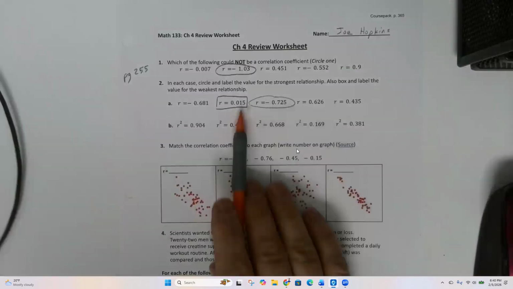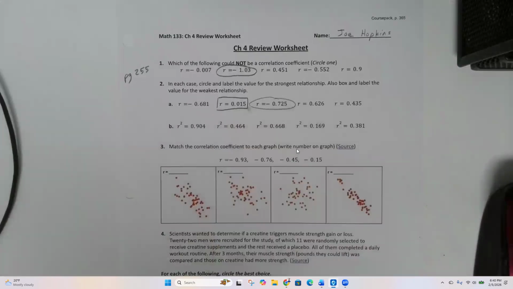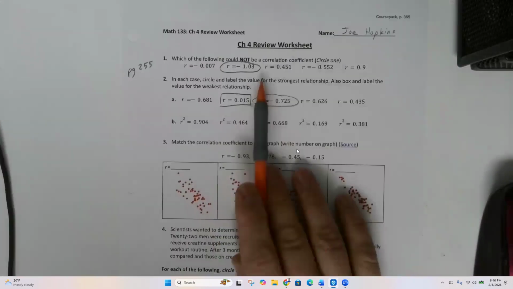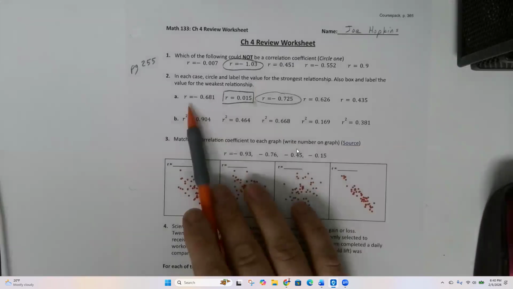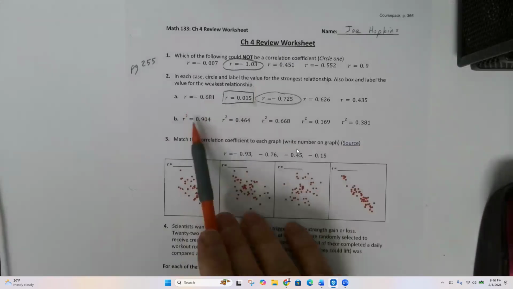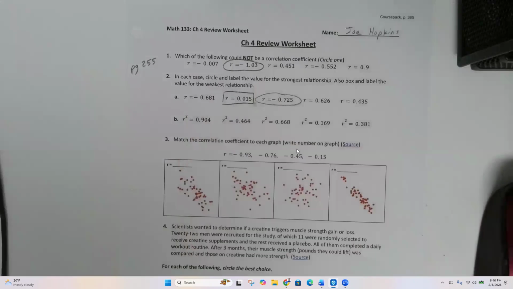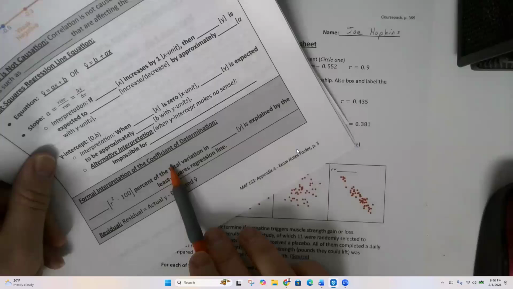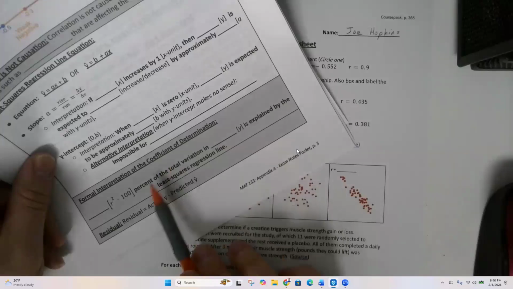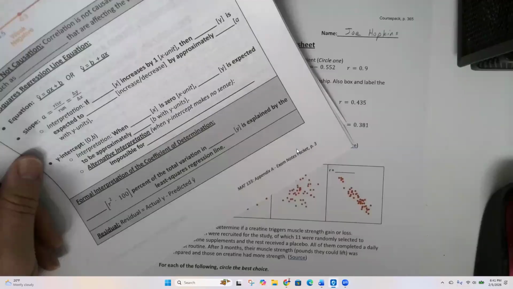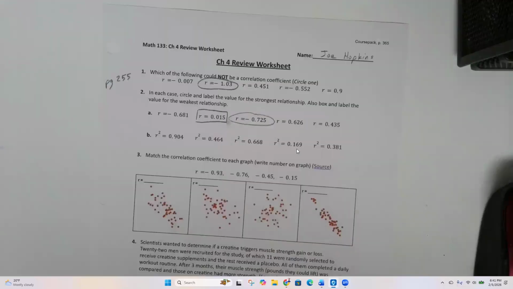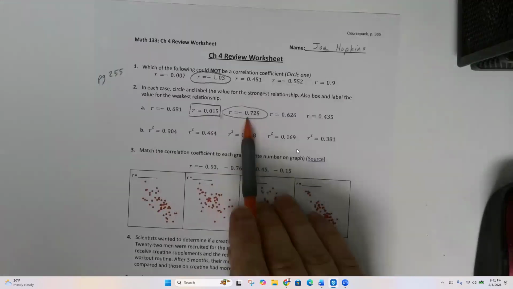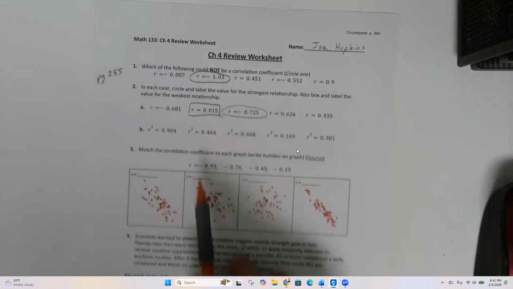Now that's for R. Now R squared. R is called the correlation coefficient, and if you square it, you get what's called the coefficient of determination. We'll talk a little later about what that actually means. But when you square a number, it has to be positive, because if it's a negative number and you square it, negative times a negative is positive. So your R squared is always positive.